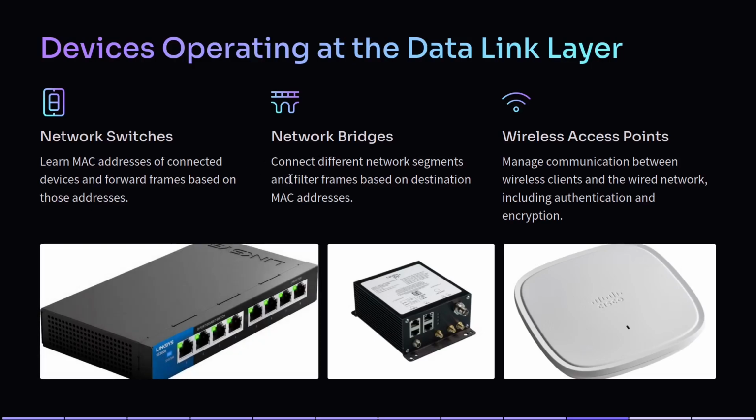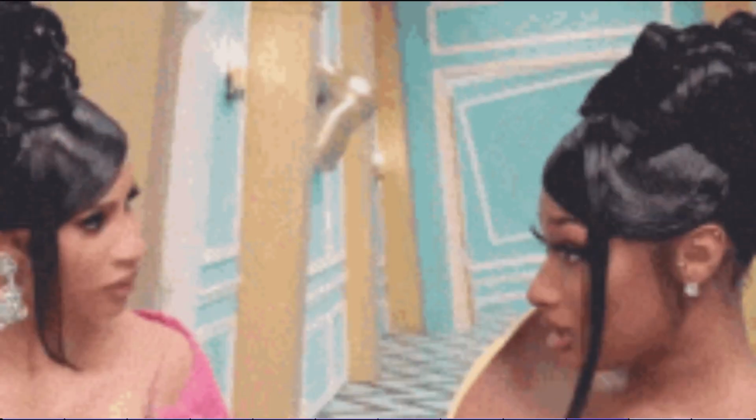Network bridges connect different network segments and filter frames based on destination MAC addresses. A bit similar to a switch, but we'll get more into this in a different video. Wireless access points manage communication between wireless clients and the wired network, including authentication and encryption. So here we have a wireless access point, also known as a WAP. And no, Cardi B, we're not talking about that WAP.